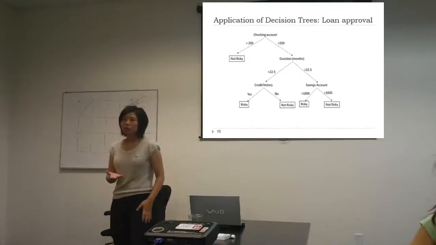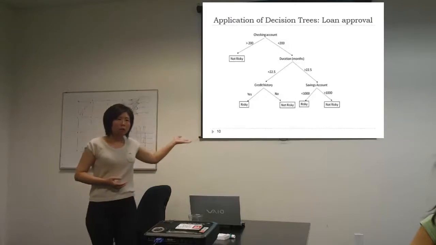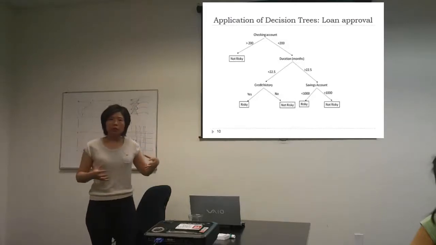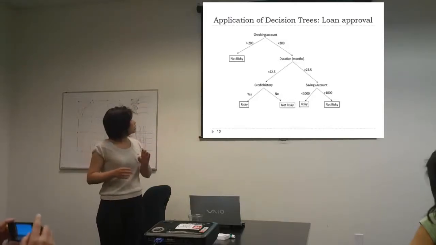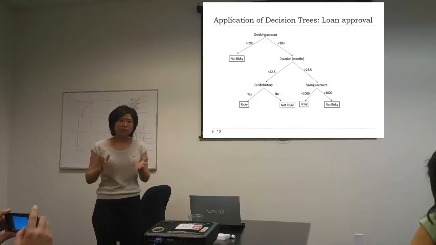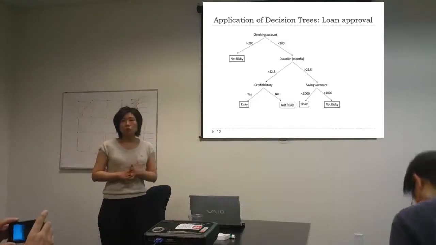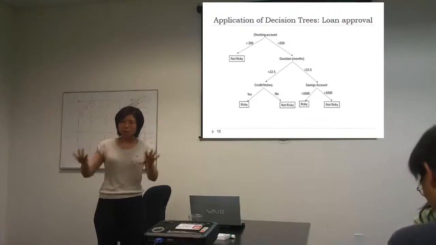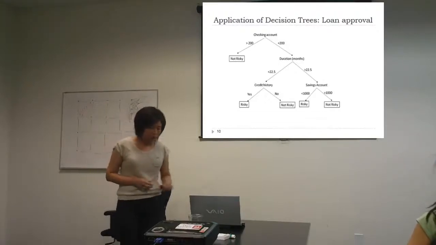For decision trees, I want to show one well-known application. We look at the person's checking account, savings account, credit history, and other information, and then you make a decision on whether to give a loan or not.